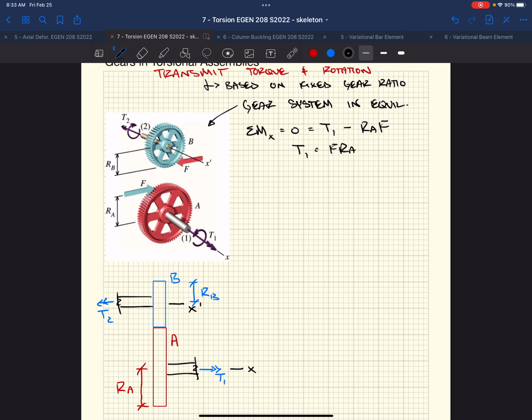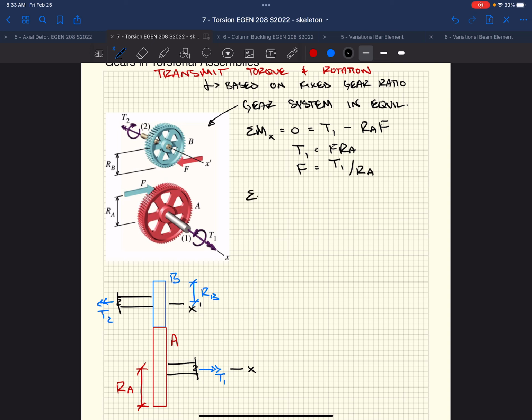And if we really wanted to know the force that's acting at the edge of that gear where it contacts our gear B, we could say that that force is equal to the torque applied in shaft 1 divided by the radius of that gear. So with statics, equilibrium, we can come up with a relationship between the torque applied in shaft 1 and the radius of that gear and figure out how hard that gear is pushing on gear B.